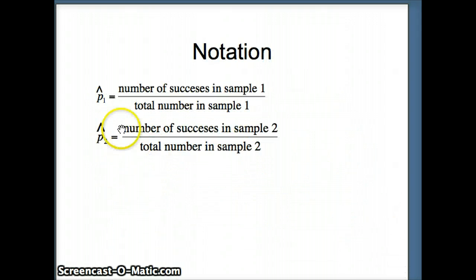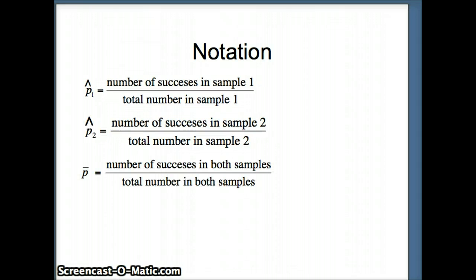Here's some notation. P1 hat: number of successes divided by the total number in our first sample. P2 hat: number of successes divided by the total in the second sample. We also want to find P bar. P bar will be the overall number of successes divided by the overall total. So you'll notice I have number of successes in both samples divided by total number in both samples.